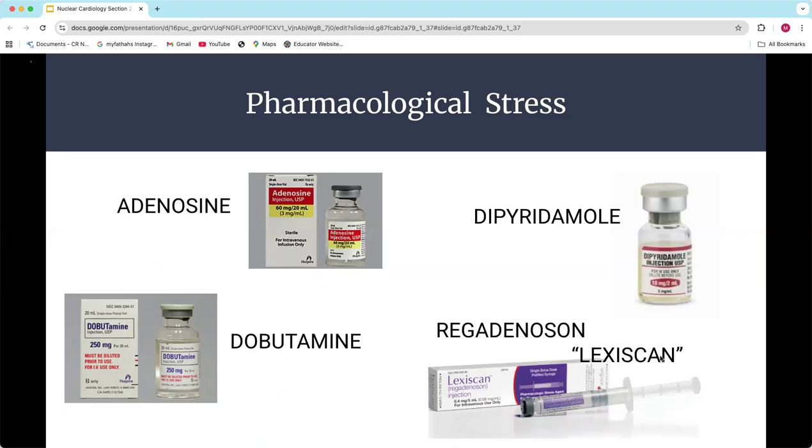Brand name that first came out is LexiScan, although there's now generic, so you may have a generic version of regadenoson that you're using. Some of you could see adenosine. When I was a student, we still were using a little bit of adenosine, and then LexiScan came in, and so possibly adenosine. Dobutamine is still used in the hospital, although we don't use it very much in nuclear cardiology. They use it a lot in echo, but it is an option, and then dipyridamole. So we'll cover all of those.